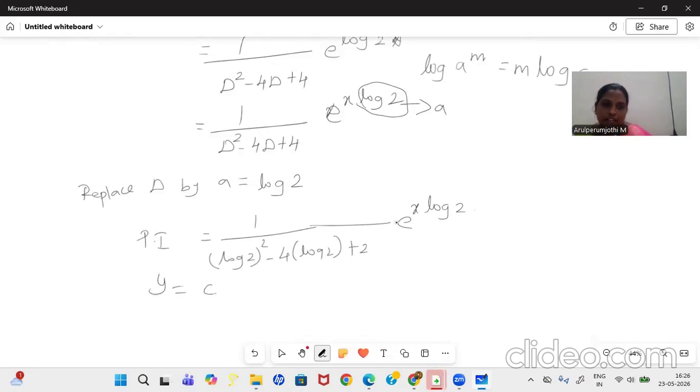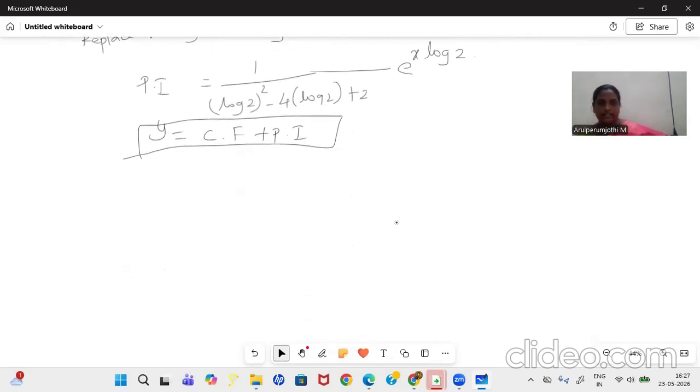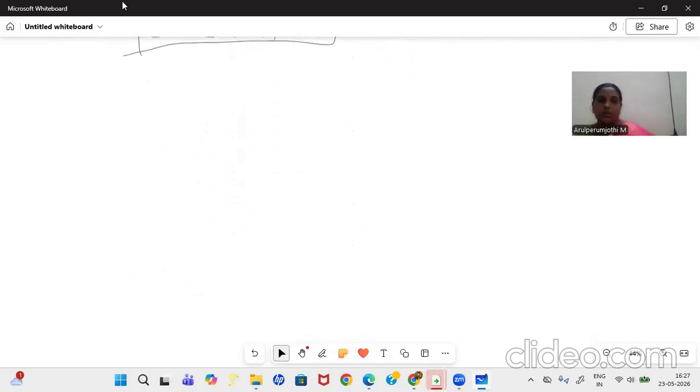So what is your final solution? Complementary function plus particular integral. Okay. So this is another way. Next. So type 1 is clear now. We'll move on to type 2.